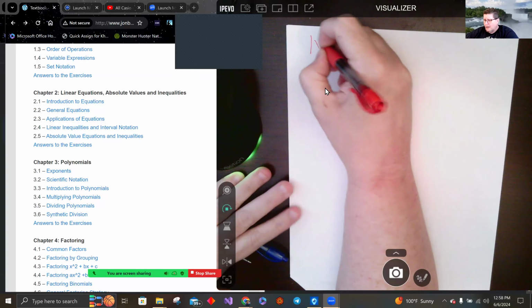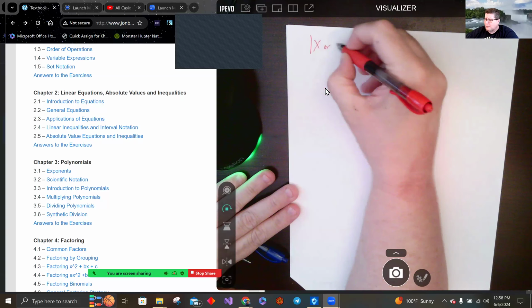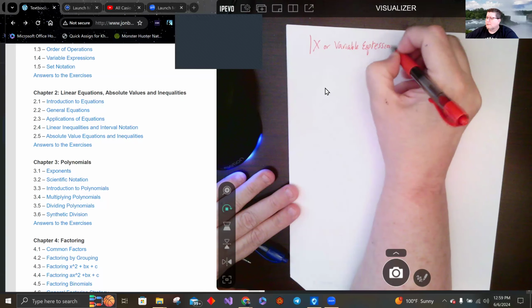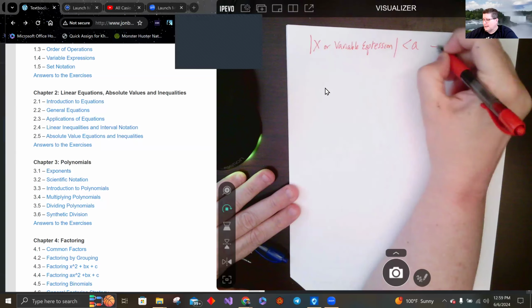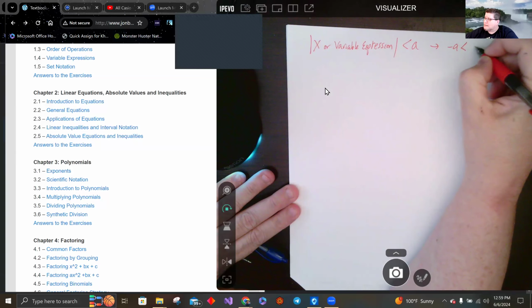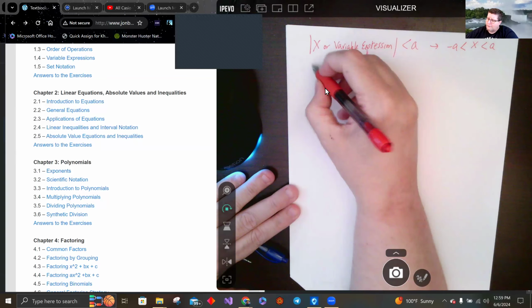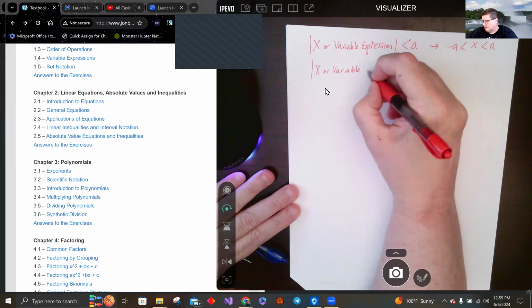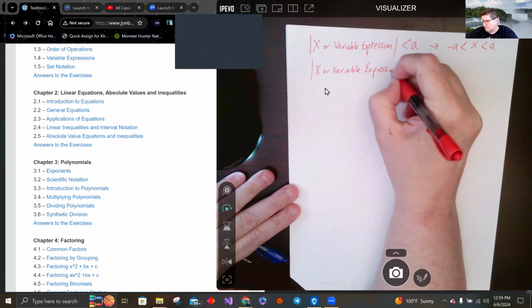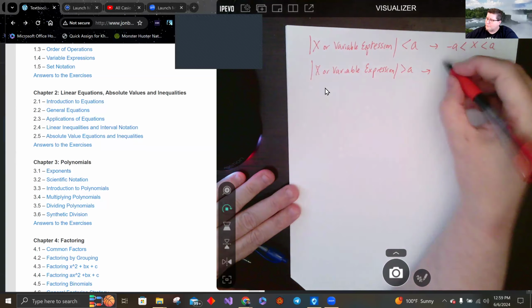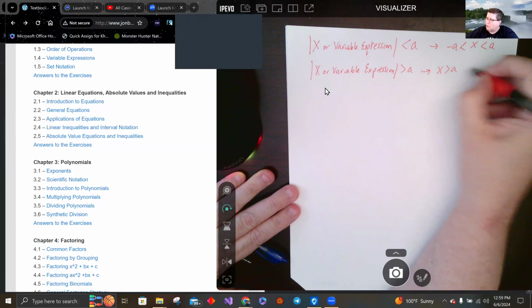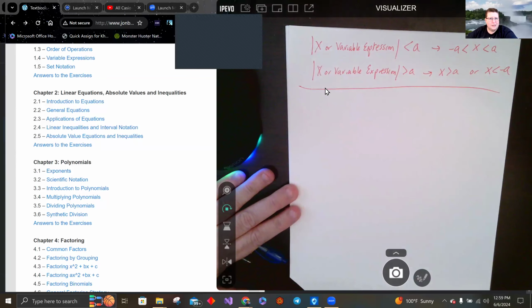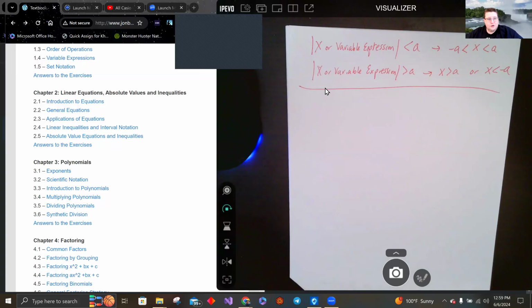Absolute value x, or variable expression, less than a, we do the sandwich. And if we have x or variable expression greater than a, you have to do it as both. X is greater than a or x is less than negative a. That's the basic, what all that last page boils down to. I was just showing you why it's true.